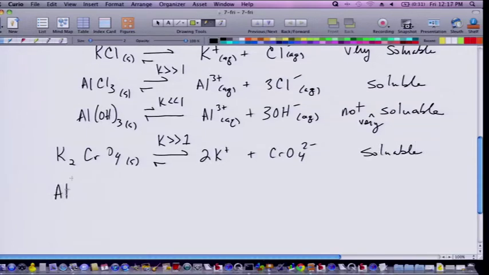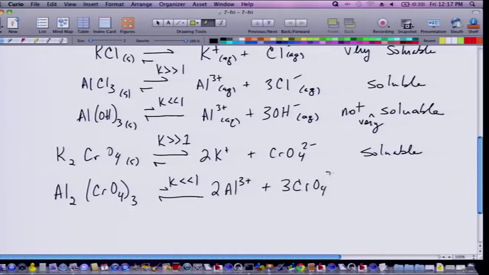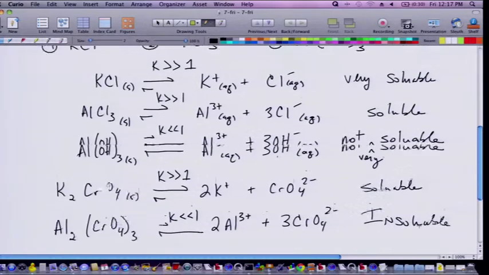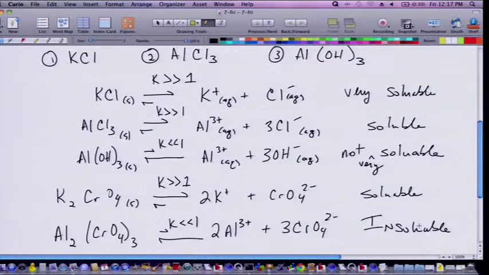But on the other hand, aluminum, and now we need to balance the charges here, aluminum chromate is not very soluble. So this is where you guys get to come in. You get to answer the question, what salt would you now use given all this data? So it's relatively insoluble. So back to the original question. I hope I can fit all this information on this view here.